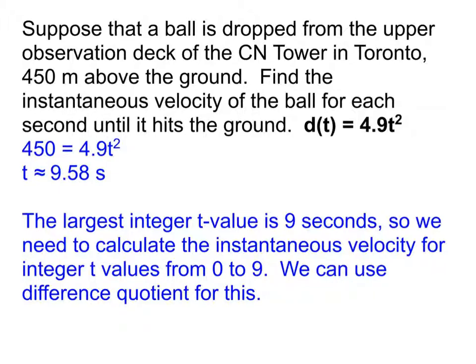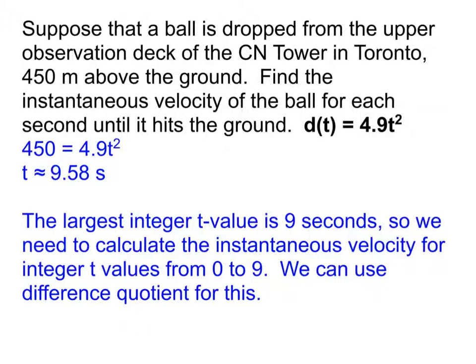The question that we're asked is to find the instantaneous velocity of the ball for each second until it hits the ground. So basically that's the integer seconds between when it's dropped and when it hits the ground. So I want to look for all of the integer t values between 0 and 9. That gives us 10 instantaneous velocities to find.